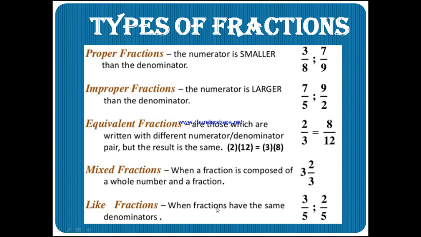Like fractions. When fractions have the same denominators, they are called like fractions. Just see 3 by 5, 2 by 5. You look at the denominators alone, the denominators are the same. So these are like fractions. To find out whether the given fractions are like fractions, you need a minimum of 2. With a single fraction, you cannot define whether like or unlike. Like means denominators will be the same. Unlike means denominators will be different. That's all. So like fractions have the same denominators.